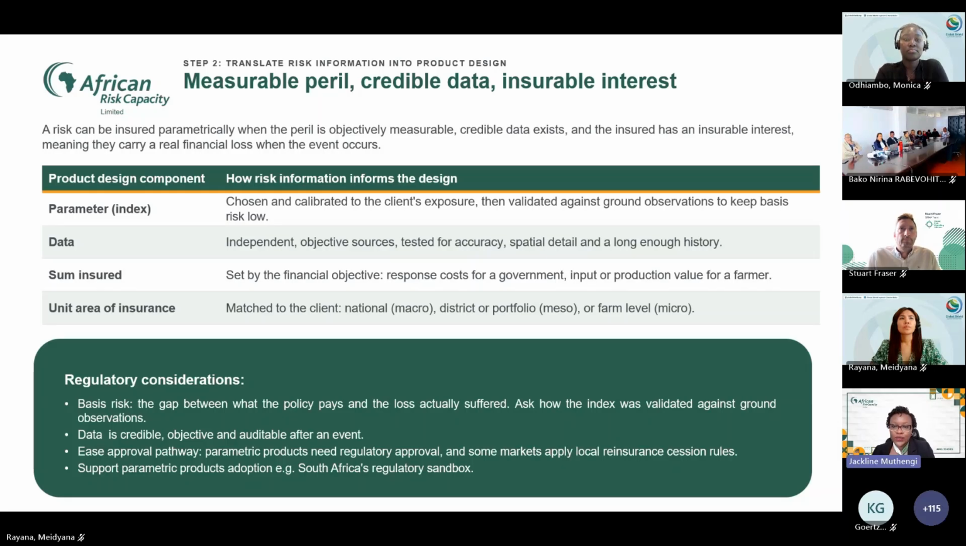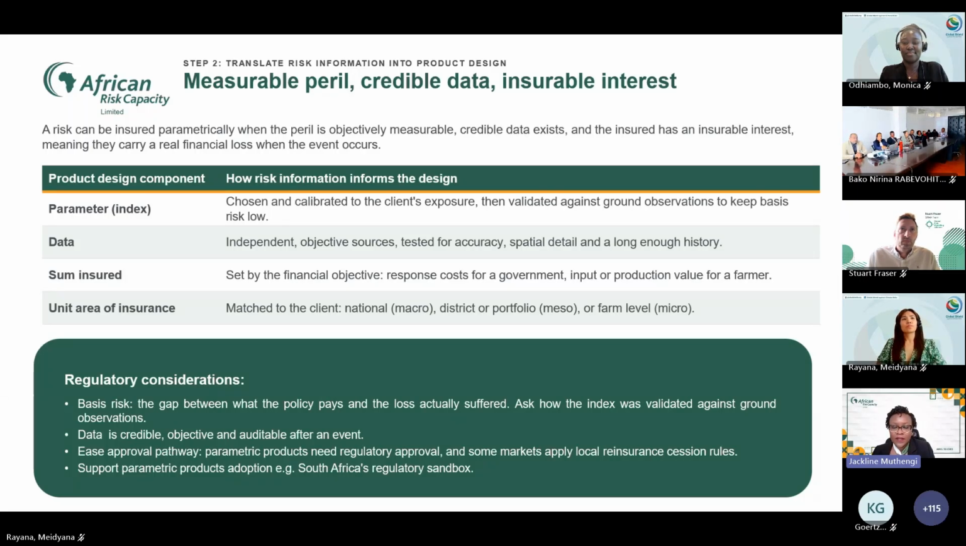The other thing to look at is, given that you're not going to trigger by sending loss assessors to the ground, you're going to use this index to trigger. You have to ensure that you have reduced basis risk, or rather you have validated the index, how it performs vis-a-vis the ground observation. So how do you do that? Let's use Southern Africa as an example. In March 2023-2024, they experienced severe drought due to El Nino. If I've designed a drought index, I would expect it to capture the 2023-2024 season drought event. So that's how you validate the index.